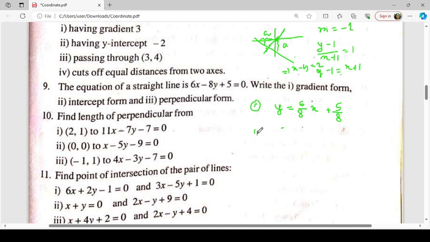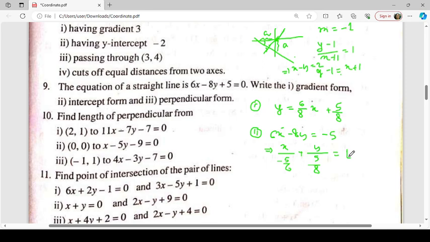Then the intercept form. For the intercept form, 6x minus 8y, and the constant term we take to the right hand side. Then this implies x by minus 5 by 6 plus y by 5 by 8. We need this sign as plus, and this is also plus, so this is equal to 1. So what we have: the x intercept is minus 5 by 6 and the y intercept is 5 by 8.